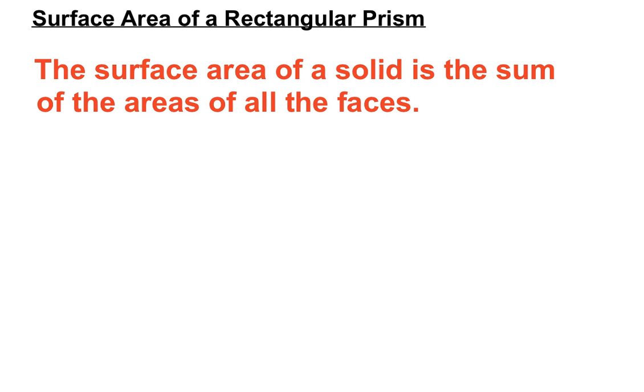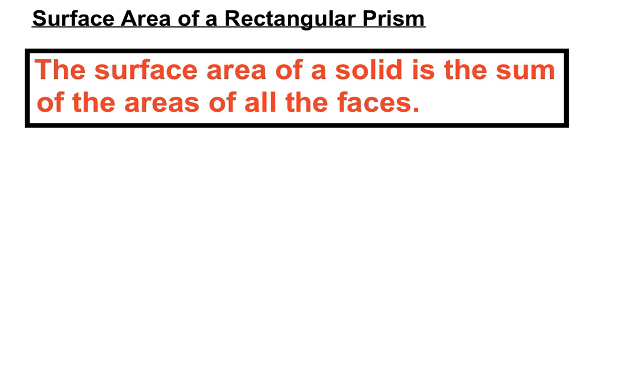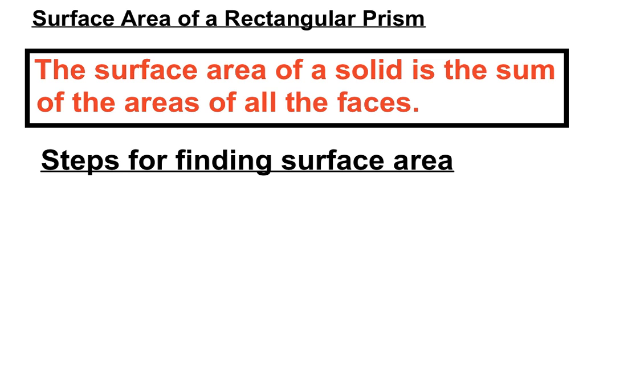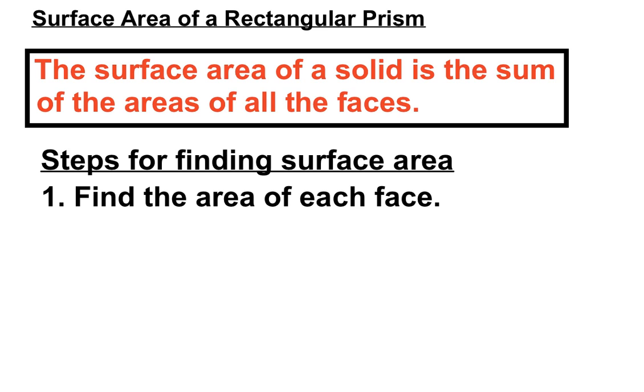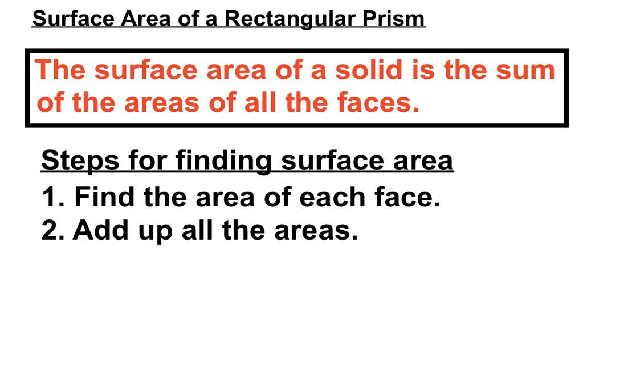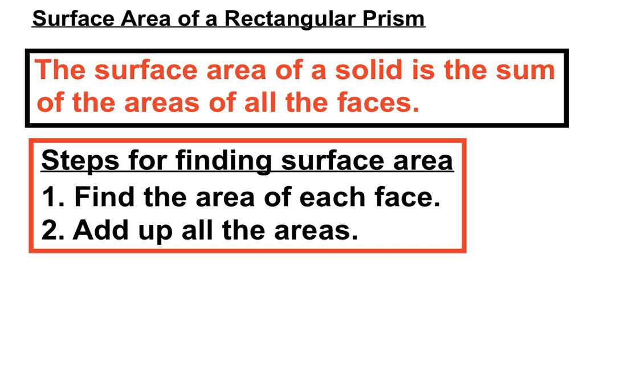So to find surface area, let's define it first. The surface area of a solid is the sum of all the areas of all the faces. So the steps for finding surface area: we'll find the area of each face and we'll add up all those areas to get a total surface area.